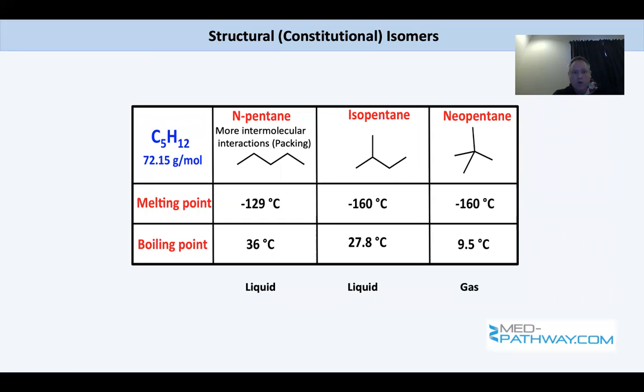As a consequence of that, N-pentane is a liquid at room temp. Okay, but neopentane with this branch can't do this nice intermolecular packing. And so what you get then is that it's a gas. Basically, its boiling point is 9.5 C.